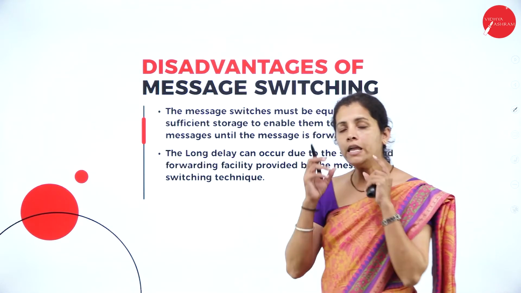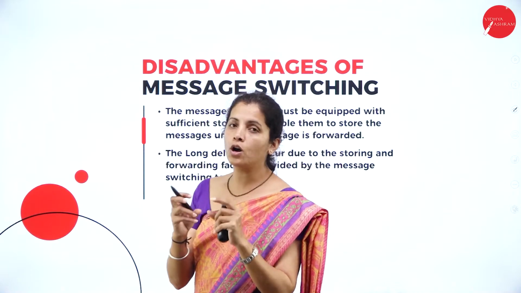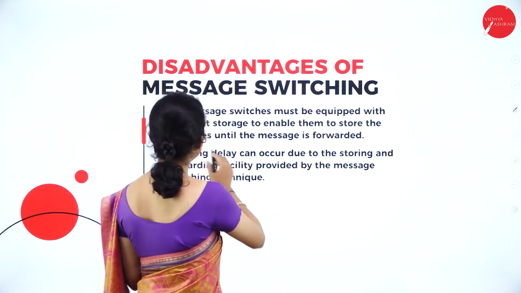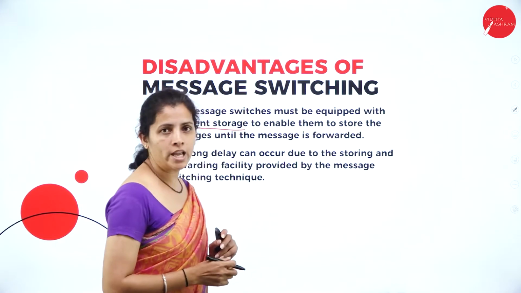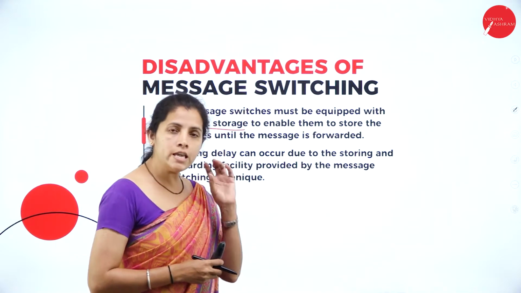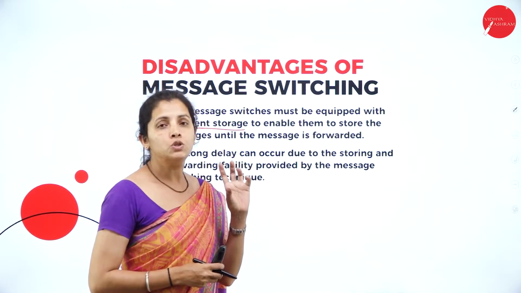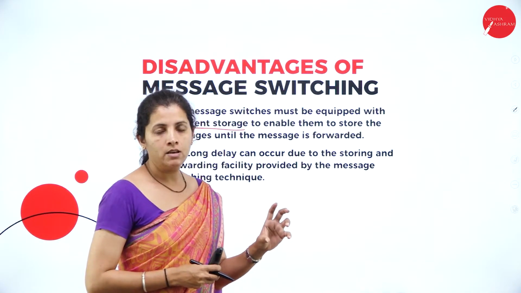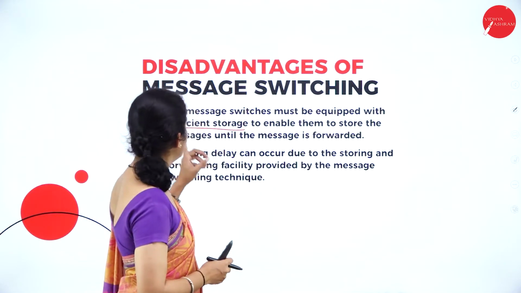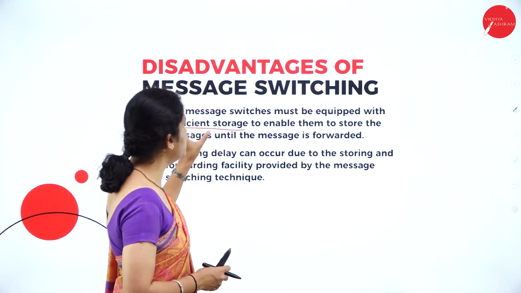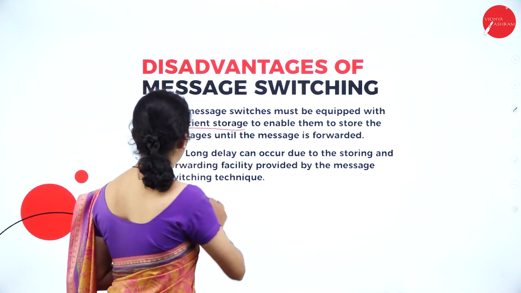See here, each node is responsible for storing the message and forwarding it. So there can be insufficient storage. In the sense that each mediator device must have the storage capacity. If they have insufficient storage, then it leads to problems in message switching.